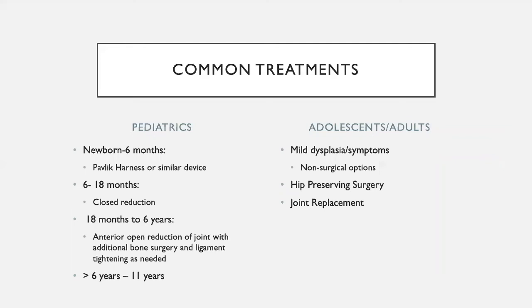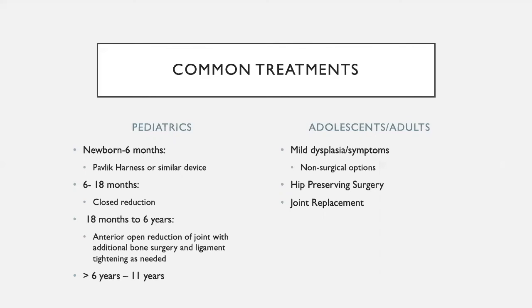The primary goal of treatment in pediatrics is to hold the hip in the socket until ligaments go back to normal and allow time for the socket and bone to grow to the proper shape. Treatment is individualized based on the severity of dysplasia and the age of the child, and early treatment is key to minimizing lifelong complications. For newborn to 6 months, you're going to use a Pavlik harness or a similar device. They'll usually be worn for about 10 to 18 weeks.